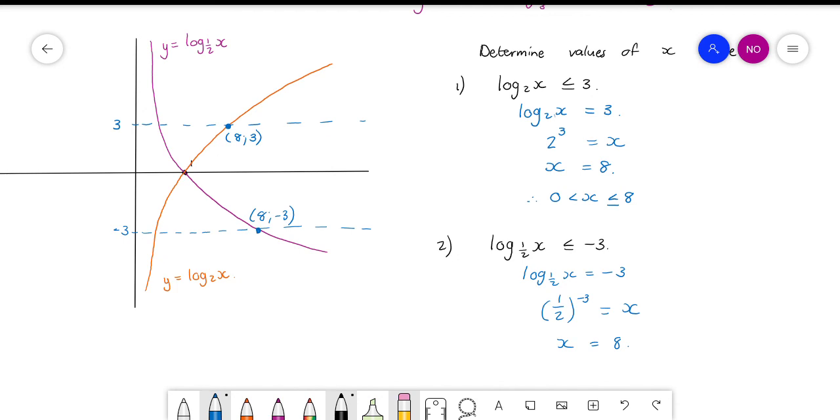In other words, below means x values in that direction.